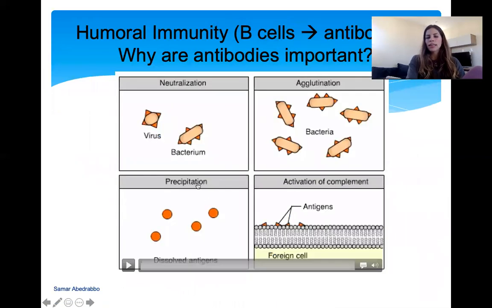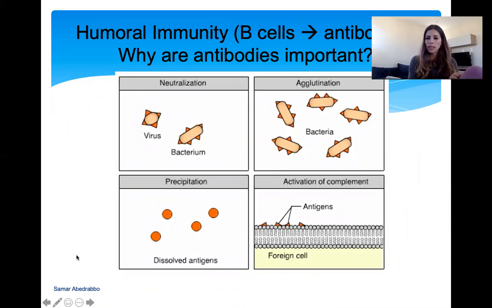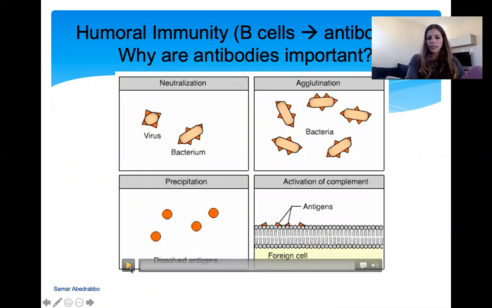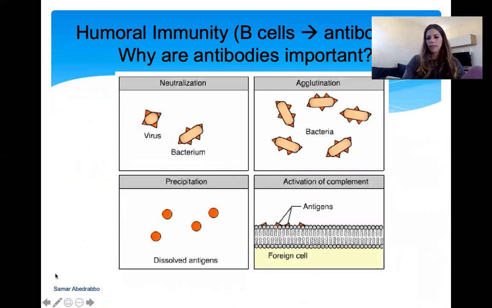And now we're going to talk about why are antibodies important. So in humoral immunity, we talked about antibodies, and I just said they destroy cells, but I didn't talk about the details of what they do. So this is a good video, and we'll talk about it. The main role of antibodies secreted by plasma cells is to tag foreign molecules or microbes for destruction. Binding of antibodies to antigens can trigger several effector mechanisms.